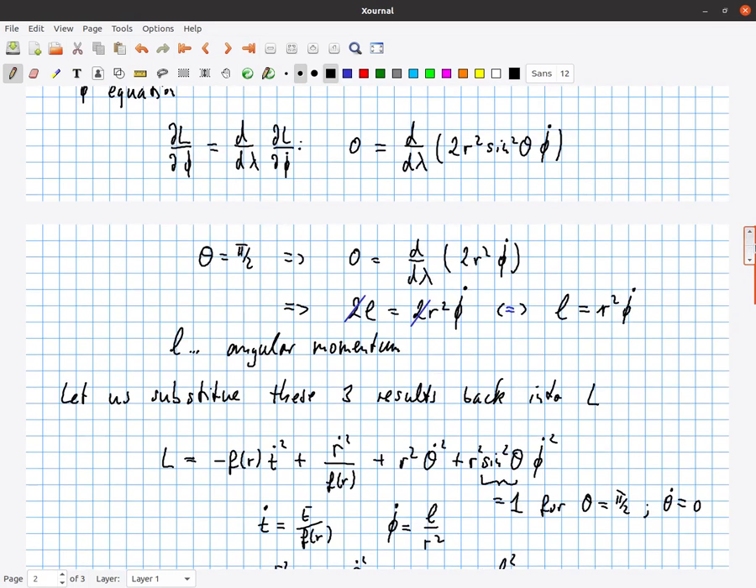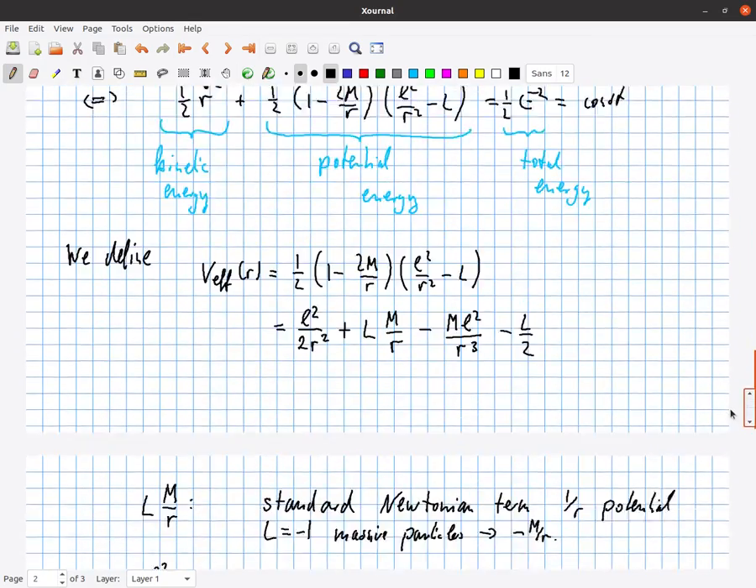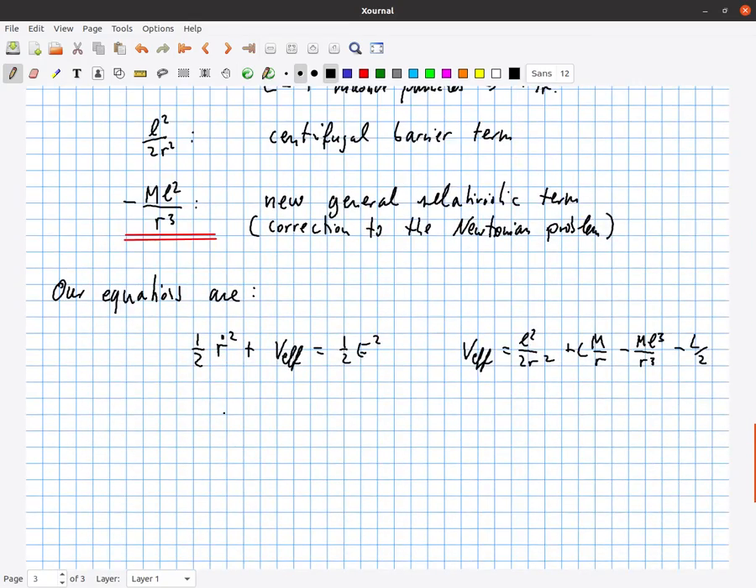However, we will need also that L equals r squared phi dot, and we need our other equation, E equals 1 minus 2m over r times t dot. These are the 4 equations that we will need in the next few sessions.